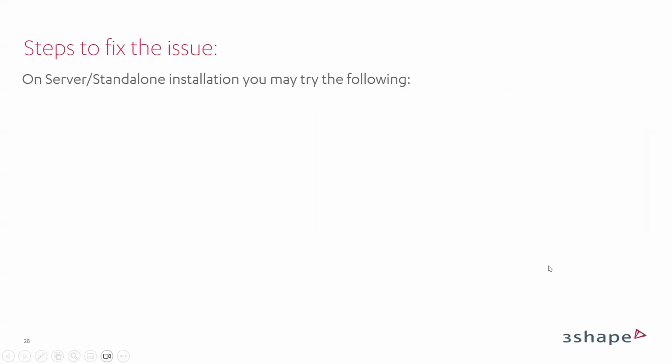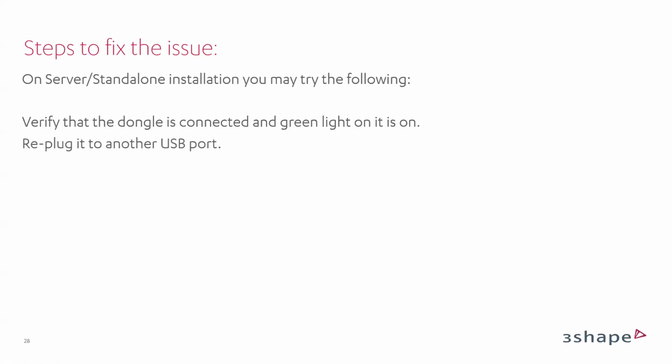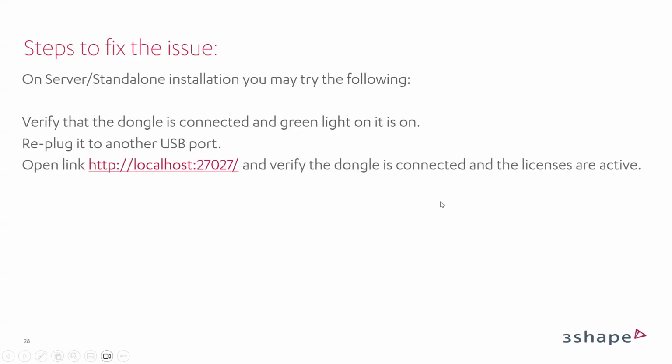Also, on the server or standalone installation, you may try to use the following steps. Verify that the dongle is connected and the green light is on. You just need to replug it to another USB port to make the cross-check test as well. Open the localhost web link and verify if the dongle is connected and the licenses are active.